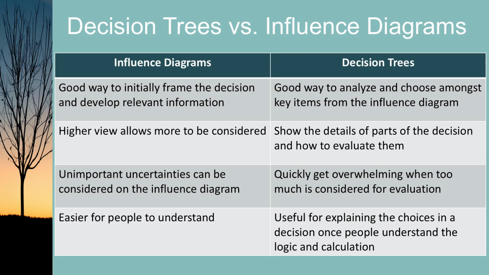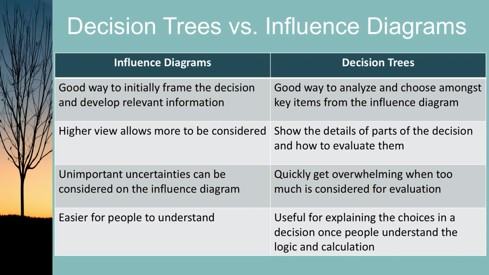Influence diagrams and decision trees can be used together to frame and make decisions. Each has different strengths in the decision-making process. Influence diagrams are a good way to initially frame the decision and develop relevant information. A decision tree is a good way to analyze and choose amongst key items from the influence diagram. Decision trees better show the details of parts of the decision and how to evaluate them. However, the higher view of the influence diagram allows more to be considered.